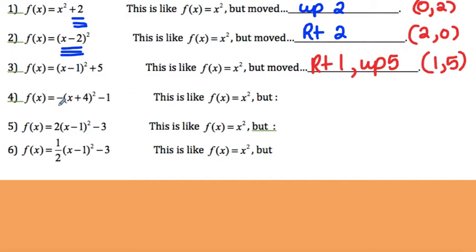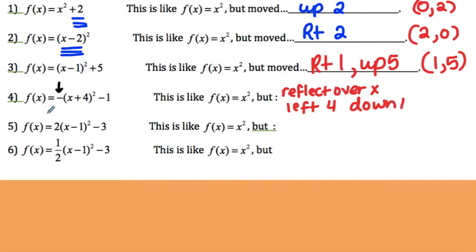All right, in number 4, we've got that negative in front of the function, which tells me it's reflecting over the x-axis, as well as being moved to the left 4 and down 1. All right, so it's a reflect over x, and then it's moving to the left 4 and down 1.